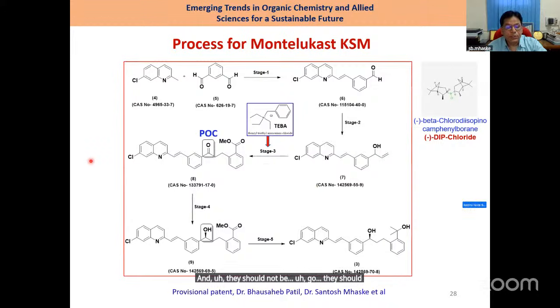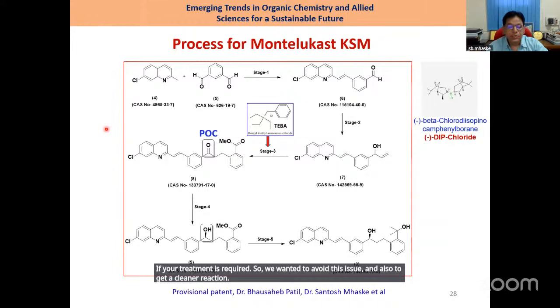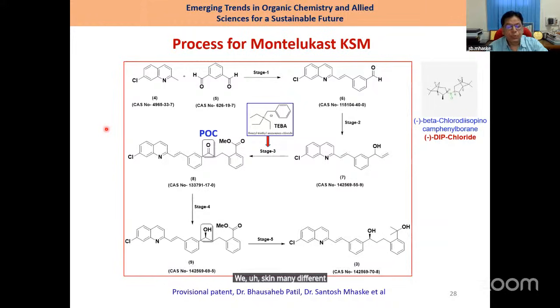So effluent treatment is required. We wanted to avoid this issue and also get a cleaner reaction. We screened many different things and we could come up with a solution. And I'm glad to inform you that Dr. Bhausaheb Patil, who is a student of your college, contributed to this work, and he could develop and optimize this condition on 100-gram scale.